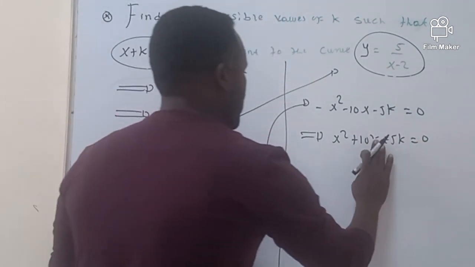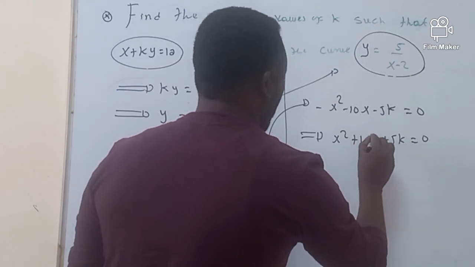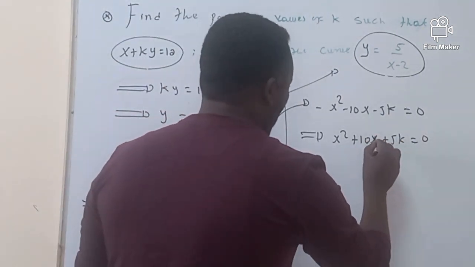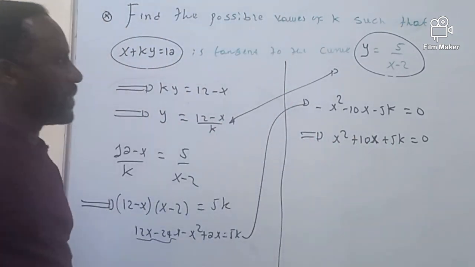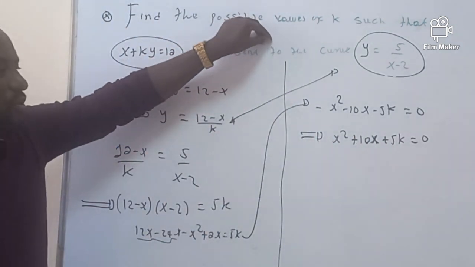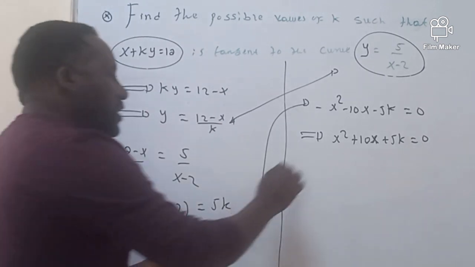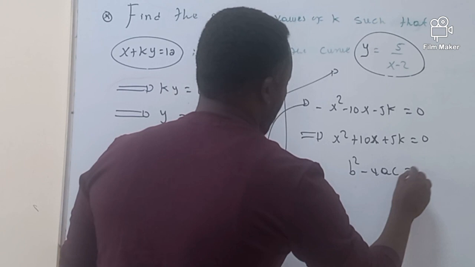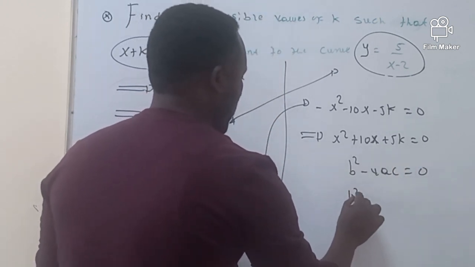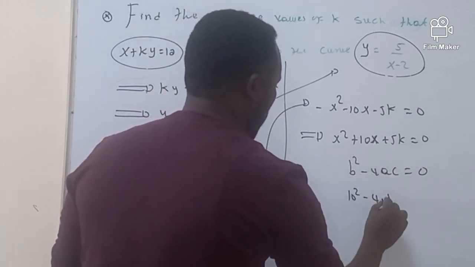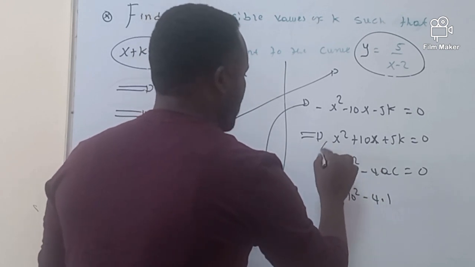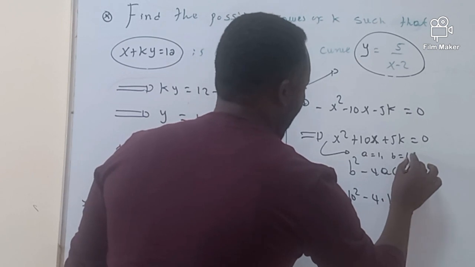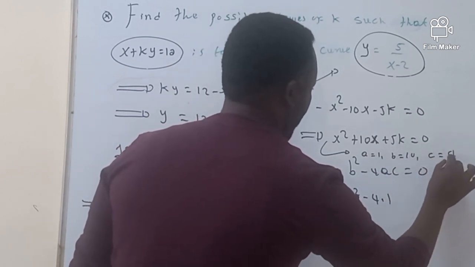Then how are we going to solve for the value of k? Now, in order to find the value for k, what is already given in the statement? This problem has one root, which means that b squared minus 4ac should be 0. What does that mean? 10 squared minus 4 times a. Here a is 1, b is 10 and c is exactly 5k.